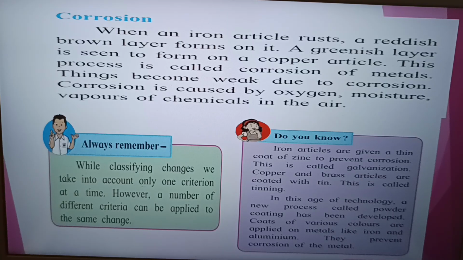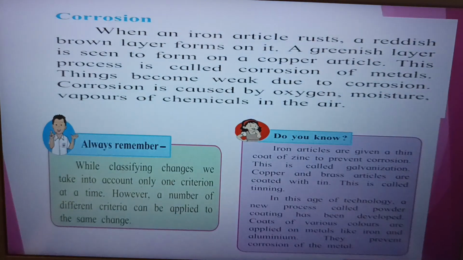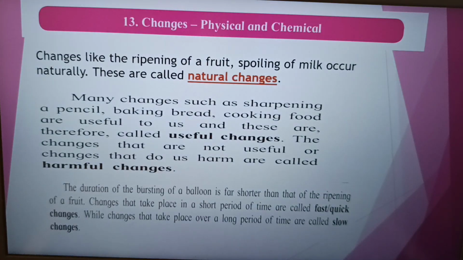So this chapter was very easy. I hope you all have understood the chapter very clearly. We will discuss the question answer session in the next video.